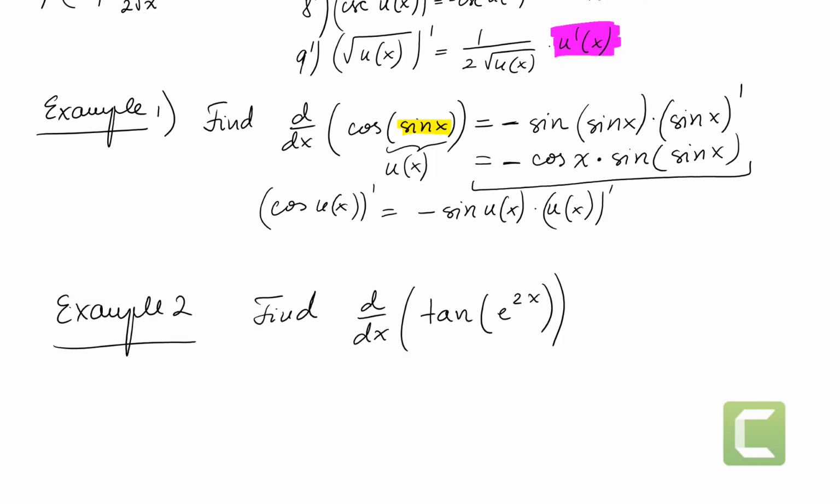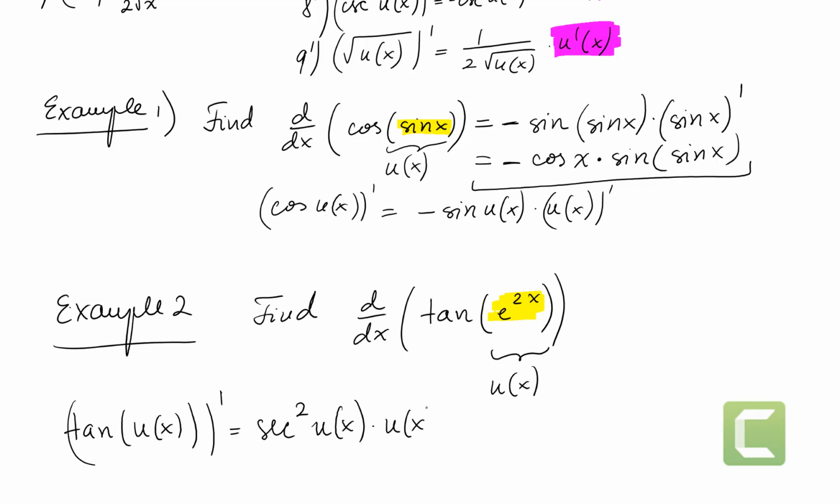Let's say we want to find the derivative with respect to x of tangent of e to 2x. So the inner function, our u of x, is e to 2x. So that's u of x. So let's think of the formulas. Tangent of u of x prime is actually secant squared of u of x times u of x prime. So in our case, it's going to be secant squared of e to 2x, right, times e to 2x prime.